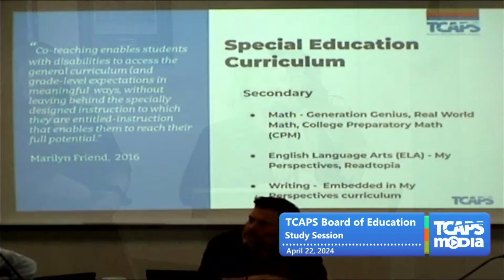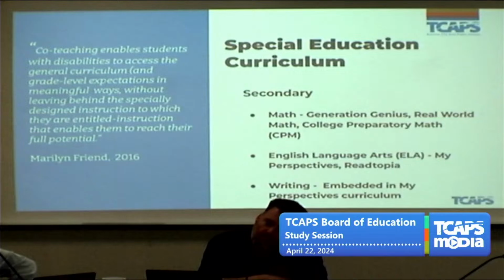And then English, we are currently using in middle school and high school My Perspectives, which is essentially a collection of units that all have a theme, right? All the stories follow that theme, and the writing is also embedded in that. And then Readtopia is what my program also uses, which is like a 5th, 6th grade level for my high school students, so that it's more at their level, with really cool stories that they can learn lessons from. And then the writing, we don't have anything specific to writing right now at the secondary level. It is embedded in the Perspectives curriculum.